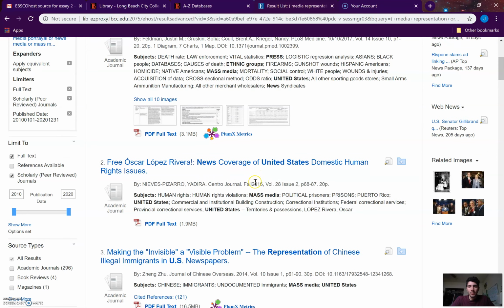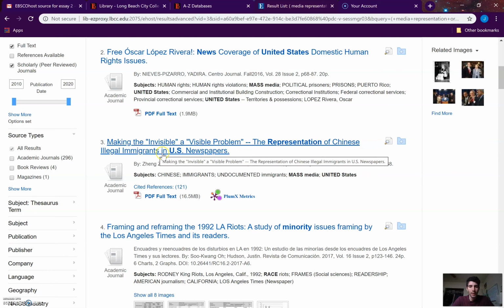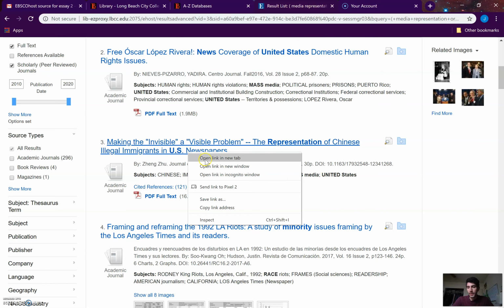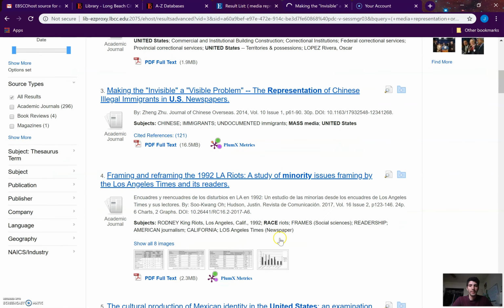I look at this article, title, same thing. This one looks really interesting. Making the invisible a visible problem, the representation of Chinese illegal immigrants in US newspapers. This seems really relevant to my topic. So what I like to do is I open the link in a new tab. So you see it's already saving it on my computer right here. So I can still stay to my result list, but then I'll have these other sources saved up.